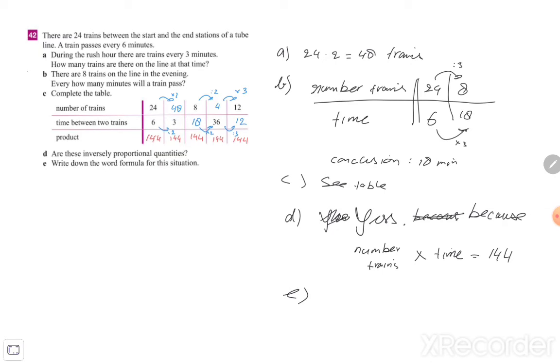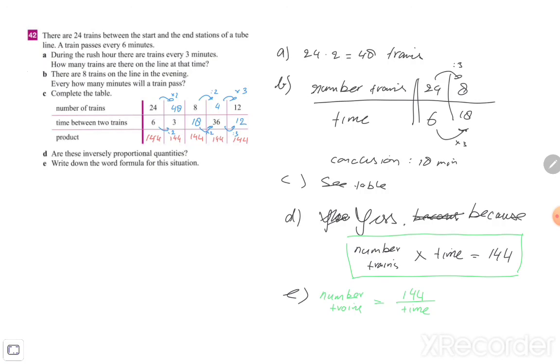So, I already have it, the word formula, because this is the word formula: number of trains multiplied with the time between the two trains, and that's 144. From that formula, you can also make the formula to get your number of trains. It is 144 divided by the time between them.